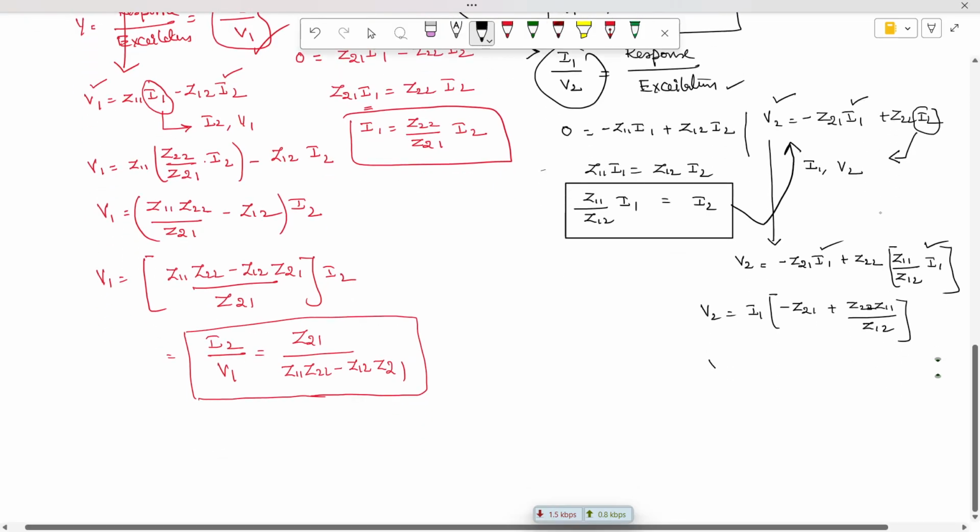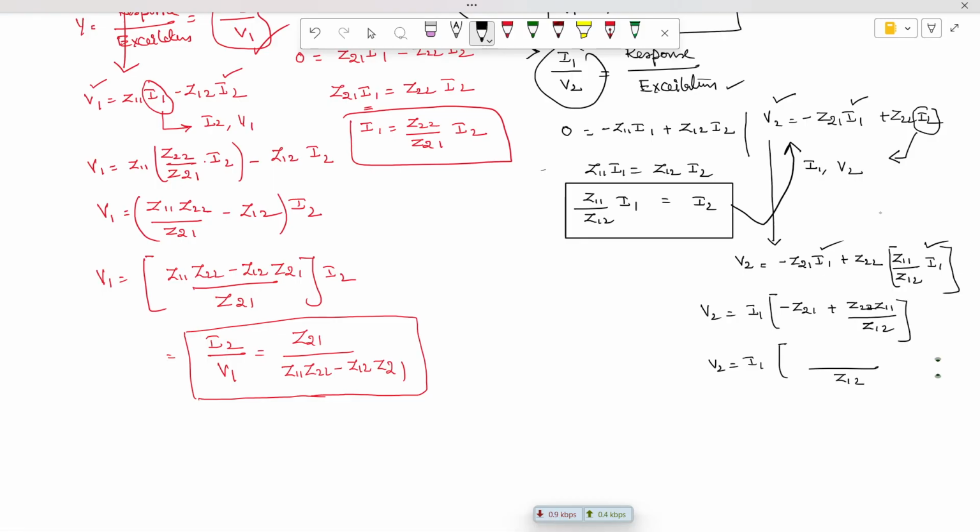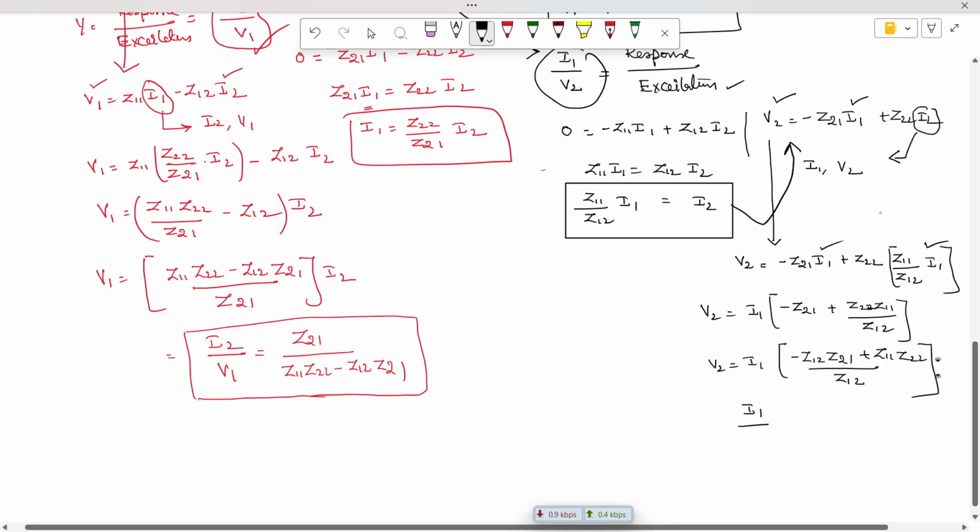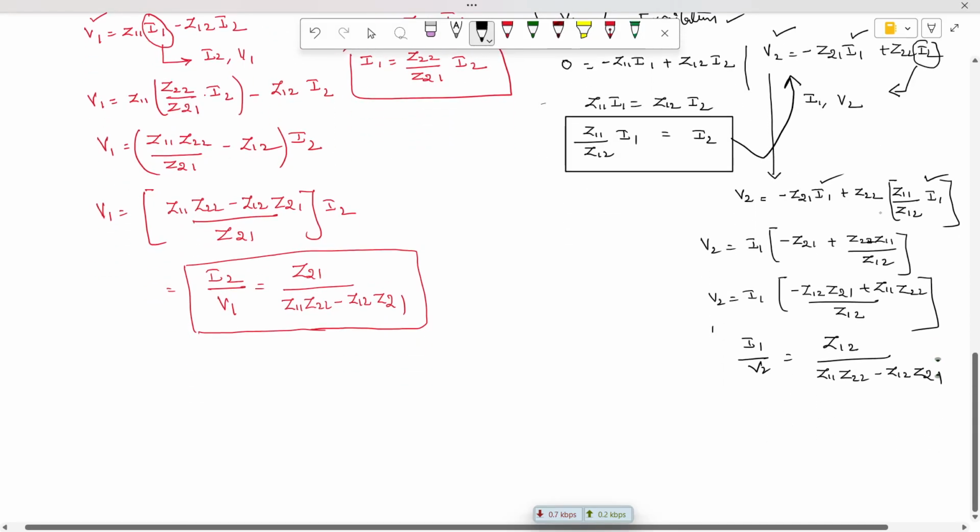So now let's take the LCM. V2 is equal to I1 of, the LCM term is Z12, and here you are going to get minus Z12 Z21 plus Z11 Z22. Here we require the ratio of I1 by V2, so now bring this to the denominator. So I1 by V2 is equal to Z12 divided by Z11 Z22 minus Z12 Z21. This is the resultant equation we are going to have.